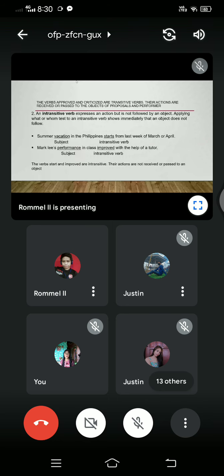The second slide. Wait for the slide. The verbs approved and criticized are transitive verbs. Their actions are received or passed to the objects or proposals and performer.